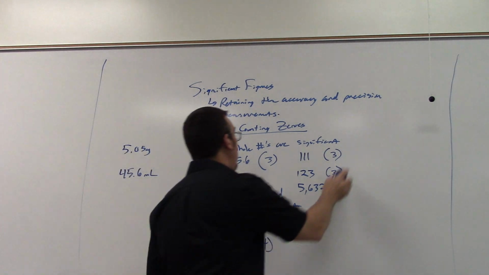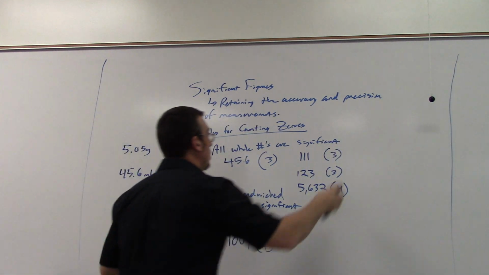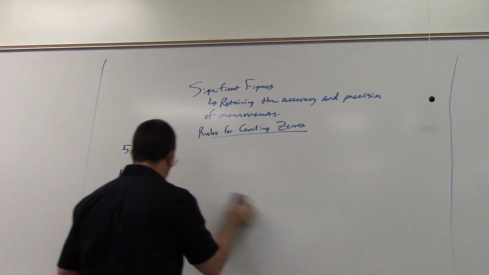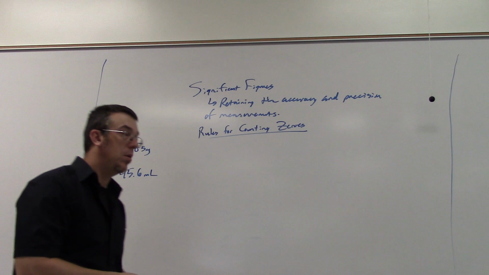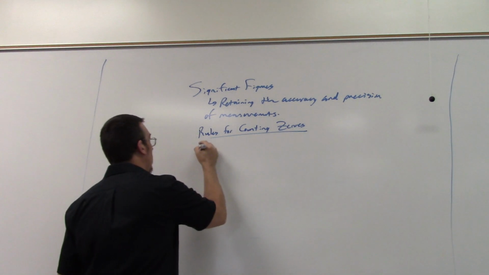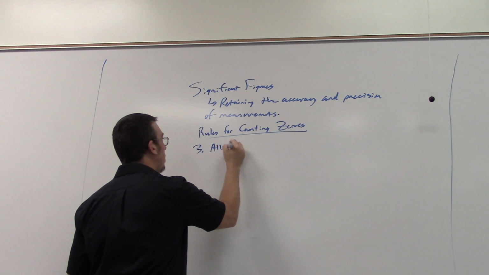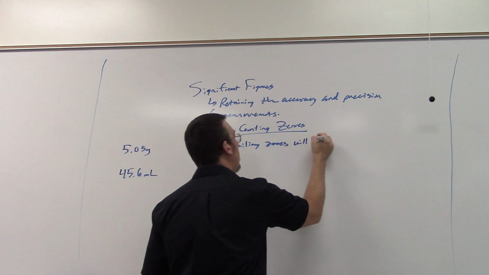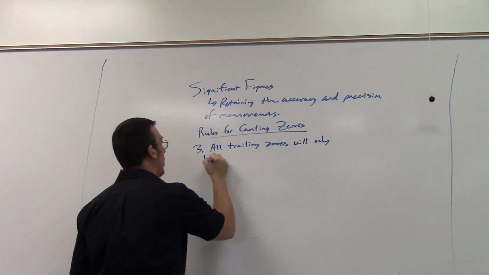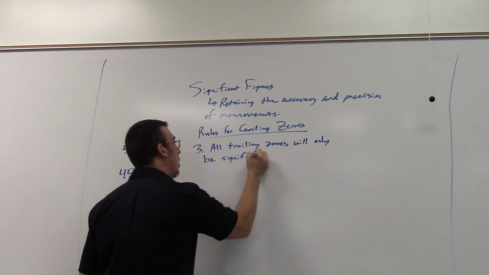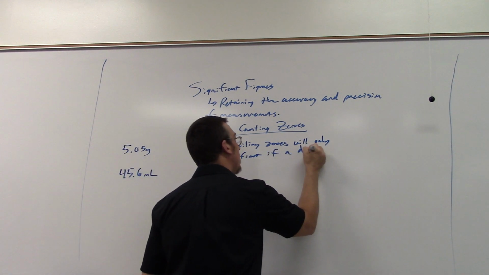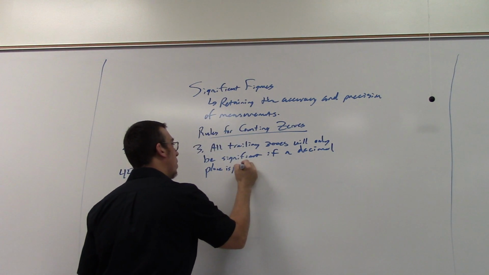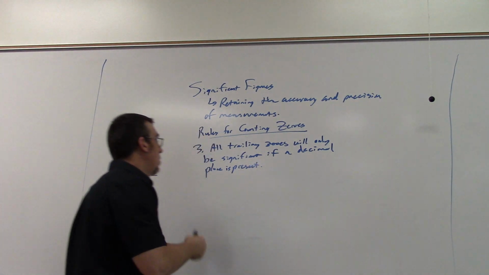Now, as we move forward, we're going to look at a couple more rules, but we have to pay attention to a very small detail, and that's the decimal place. So rule 3 is all trailing zeros will only be significant if a decimal place is present. Okay? So that's one rule.